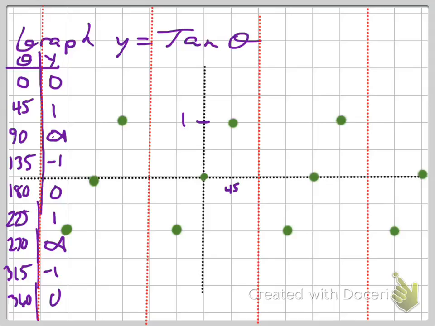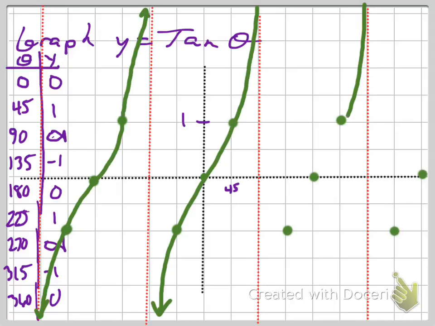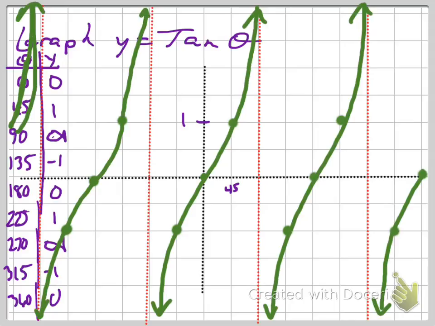What it looks like is kind of like a lightning bolt, but more like just a nice little curve. There's snuggles everywhere, kids. Looks like that. That is the look of a tangent graph. What is the period of this tangent graph? Meaning, how long does it take for the graph to repeat?